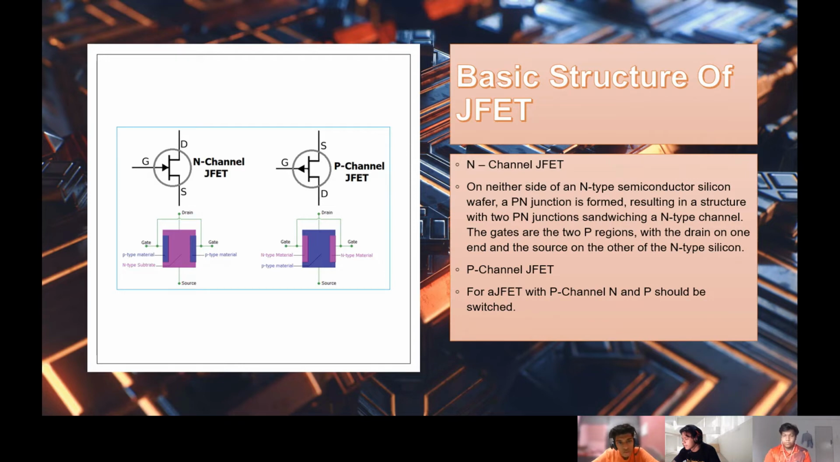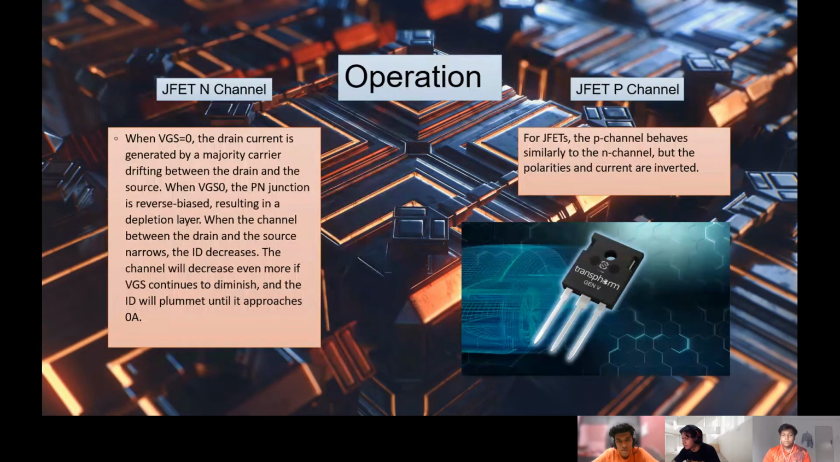Next, the operation for JFET N channel. When the VGS equals 0, VGS means gate source voltage. The drain current is generated by majority carriers drifting between the drain and the source. When the VGS equals 0, the PN junction is reverse biased, resulting in a depletion layer. When the channel between the drain and the source narrows, the ID decreases. The channel will narrow even more if VGS continues to diminish, and the ID will plummet until it approaches 0 ampere.